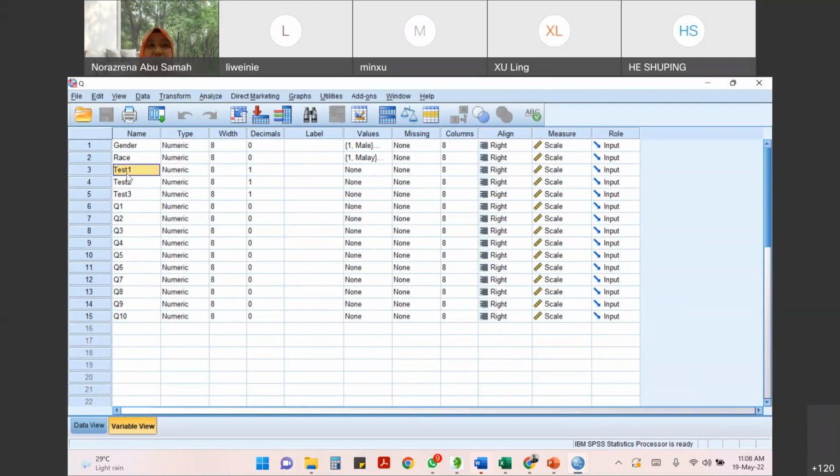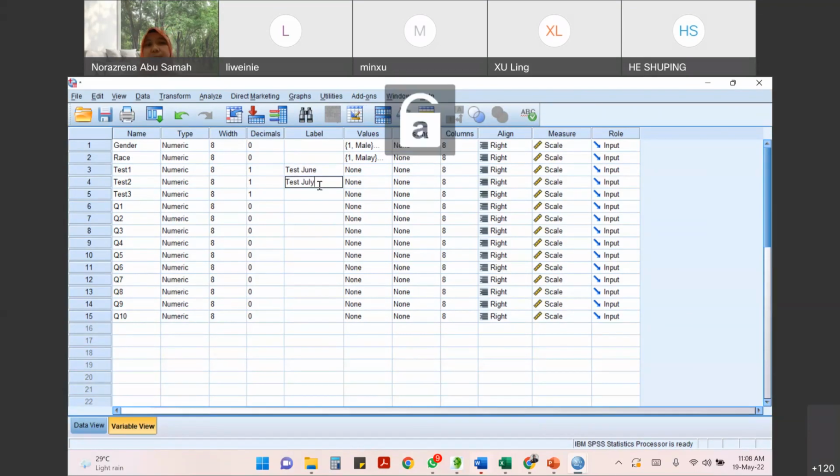Let's say here the name is test1, but you want to label it. This one can use more than one word. Let's say test June. This one is test July. This one is test August. So you want to compare the test in 3 different months. If you write something in the label, then your SPSS result will follow this label. If there is none in the label, it will follow the variable names.